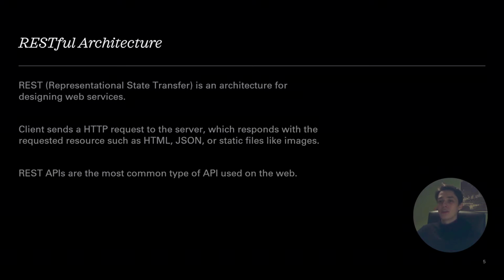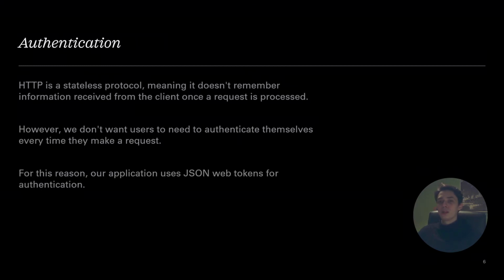The client's going to send the HTTP request to the server. Server's going to respond with the resource based on the endpoint they're going to. It could be HTML, JSON, or a static file like an image, which we have all that in our case. REST API is the most common type of API used in the web. There's SOAP as well. That's an older protocol, I think. Not used as much.